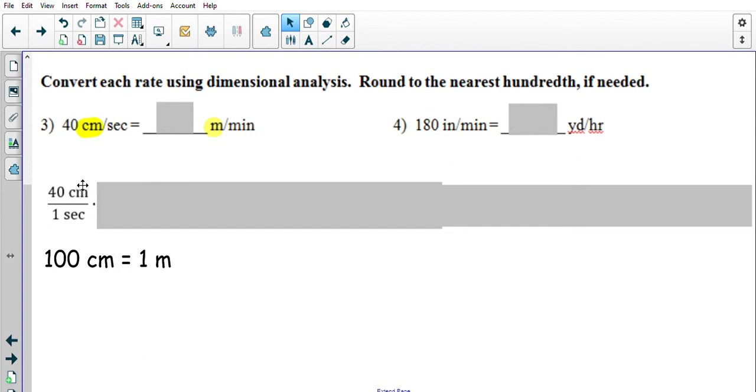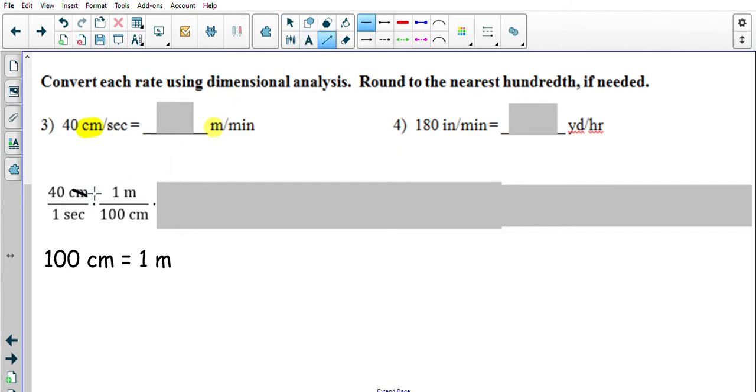notes. Now, since centimeters is on the top, I want centimeters to be on the bottom. So I put 100 centimeters on the bottom, 1 meter on the top. Again, this allows me to cross off the centimeters here, and I'll be left with meters, which is exactly what I want. The other thing that I need to convert is seconds to minutes.